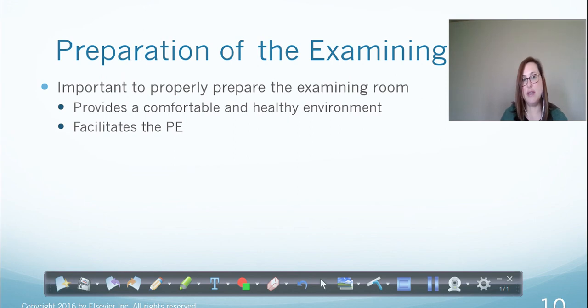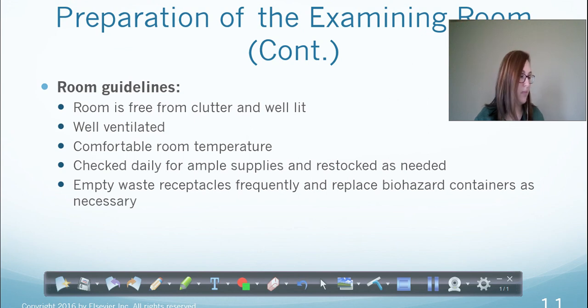Preparing the patient for the exam. It's helpful to provide the patient with a comfortable and healthy environment. It helps them to be more cooperative and more comfortable during their exam. It helps to be honest with the patient, or helps the patient to be honest with you, rather, and just having that non-judgmental attitude towards the patient is so helpful in helping them feel comfortable.